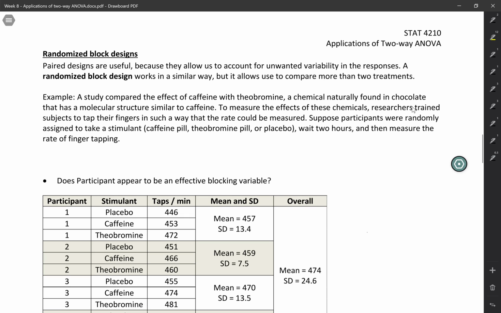So in this example we're looking at a study to compare the effect of caffeine with theobromine, I think is how you say it, which is a chemical naturally found in chocolate, similar to caffeine in terms of molecular structure. And we want to measure the effects of these chemicals.